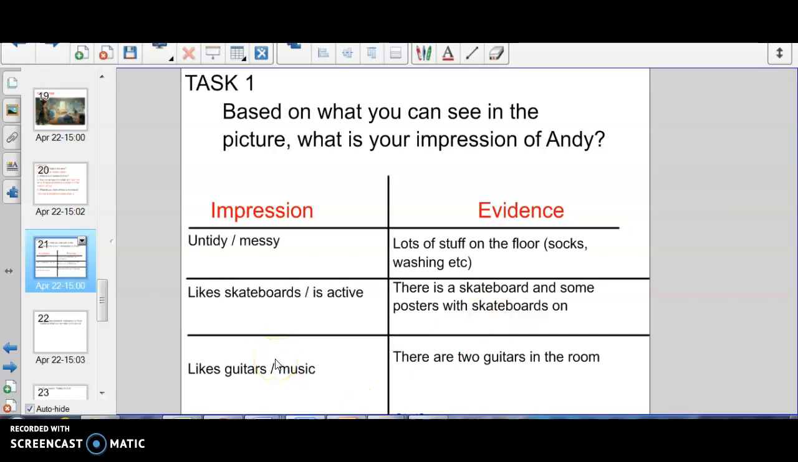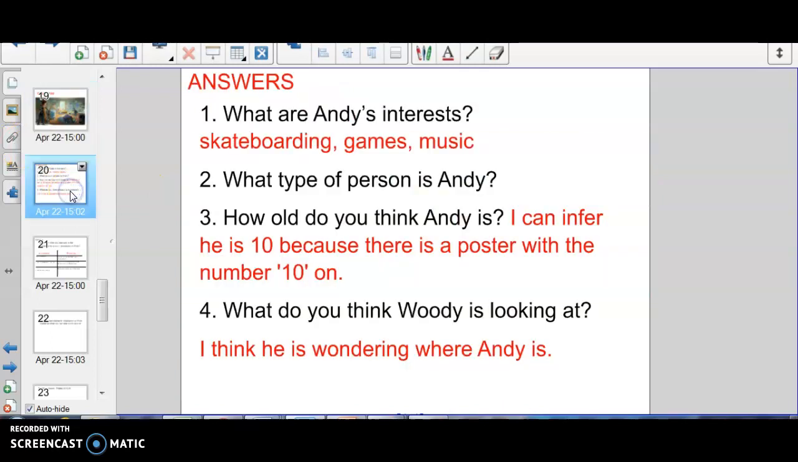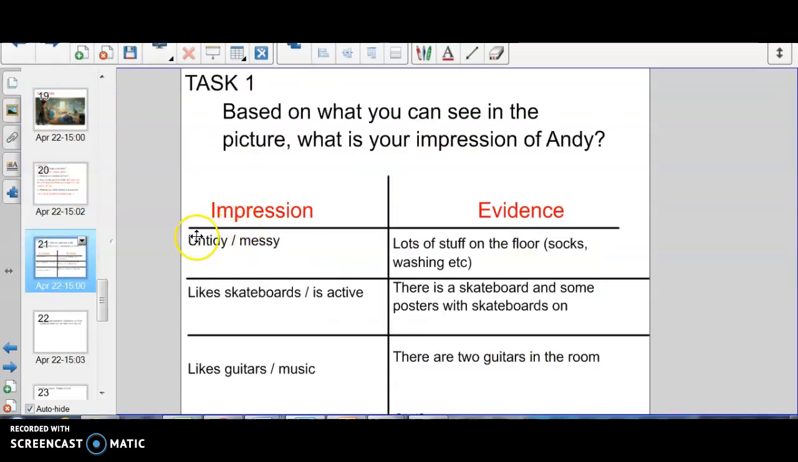My third impression is he likes guitars or music. And what's my evidence for that? Well, my evidence is that there's two guitars in the room, and you wouldn't really have guitars in your room if you weren't somebody into music. Obviously, there are many more that you could have, and as long as you've got evidence linking to what your impression is, then that's fine. And as long as it's correct and it's not completely random and nothing to do with the picture.